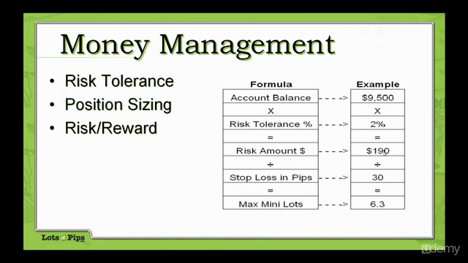We take that 190 and divide it by how many pips are going to be in our stop loss. So if our stop loss needs to be 30 pips, 190 divided by 30 equals 6.3 mini lots. You use those 6.3 mini lots to determine how large of a position size you want to trade. So you're using your position sizing calculator to determine how big of a trade you're going to place so that you don't end up risking more than your risk tolerance amount and you can stay in the game longer.